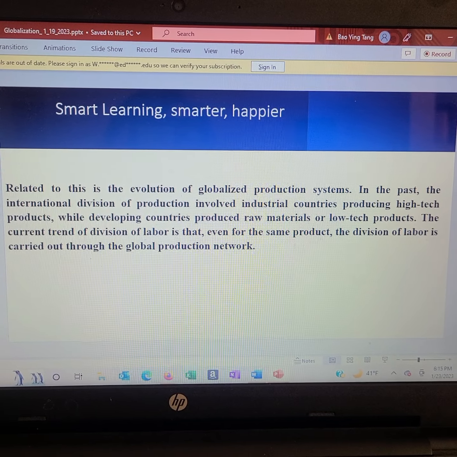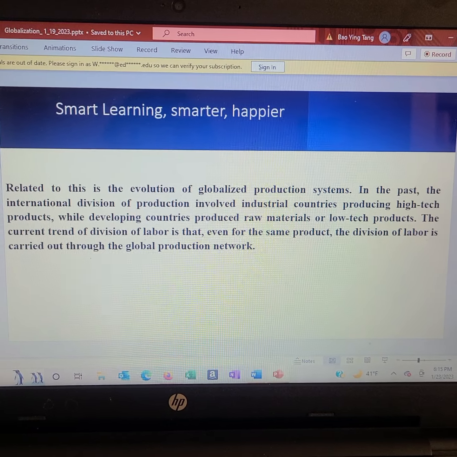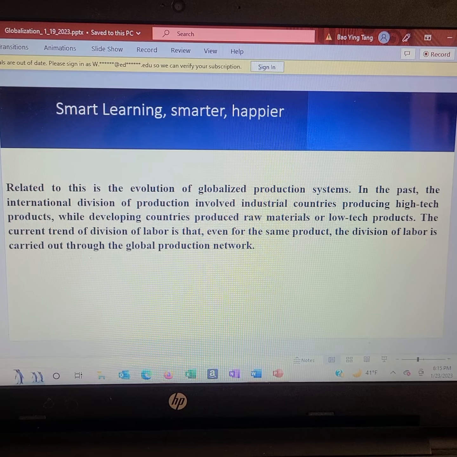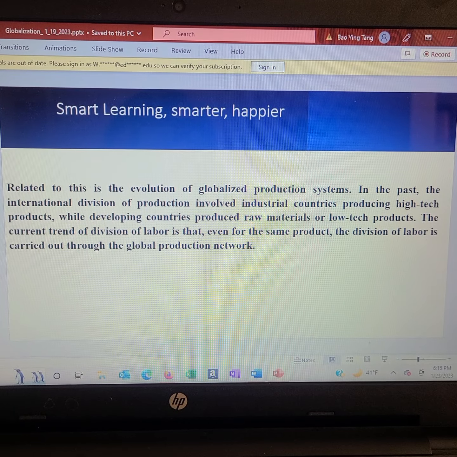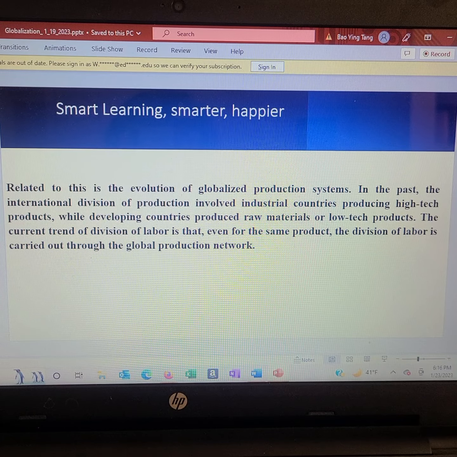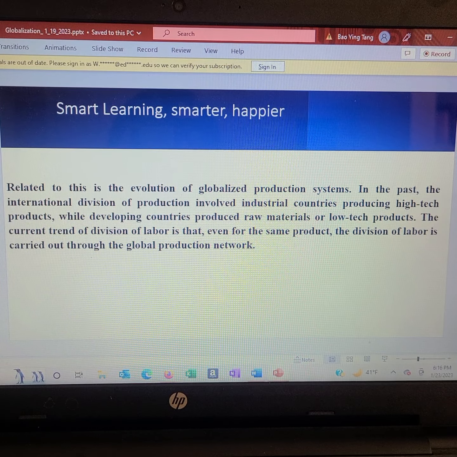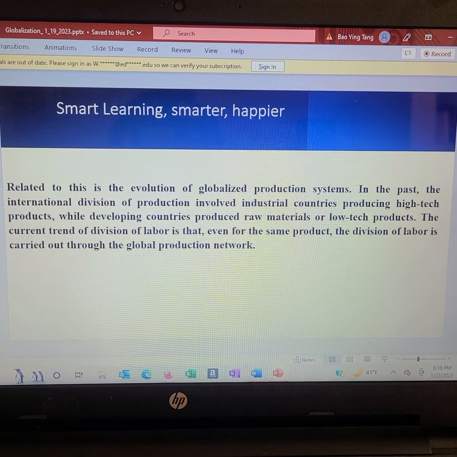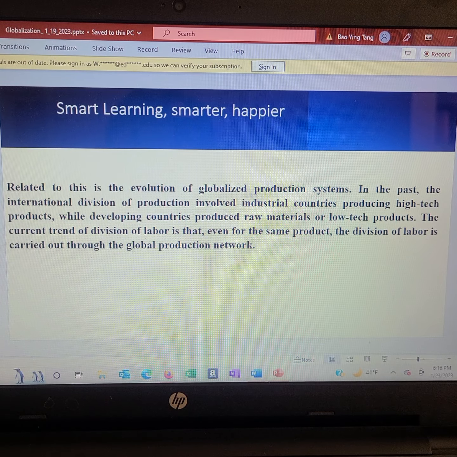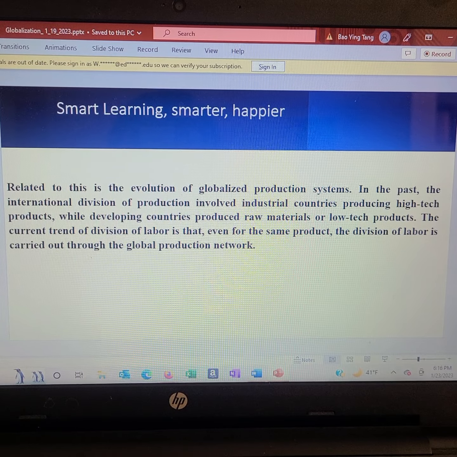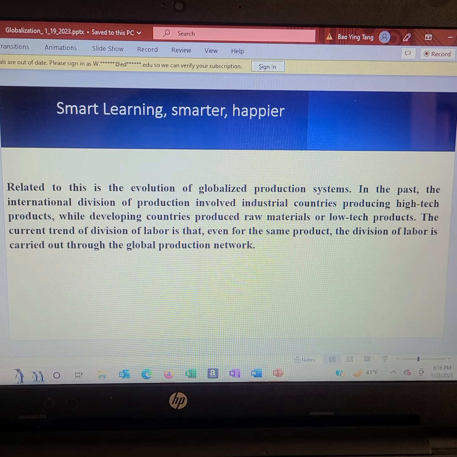Related to this is the evolution of globalized production system. In the past, the international division of production involved industrial countries producing high-tech products, while developing countries produce raw material or low-tech products. The current trend of division of labor is that even for the same products, the division of labor is carried out through the global production network.